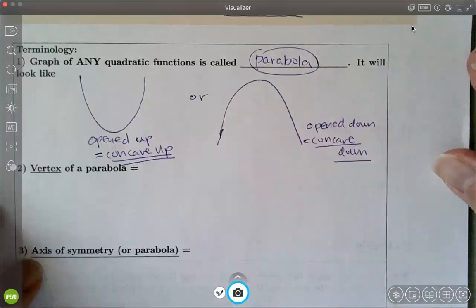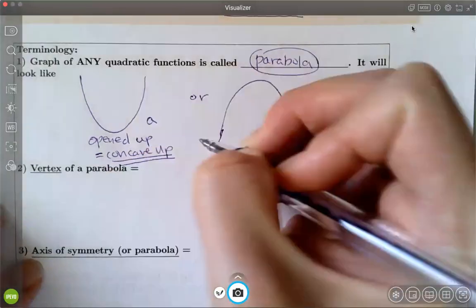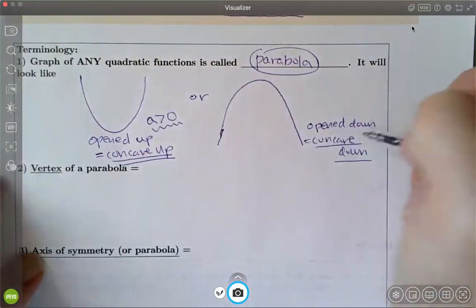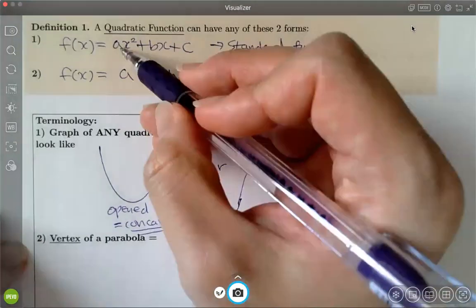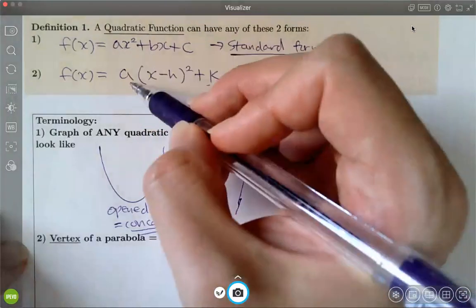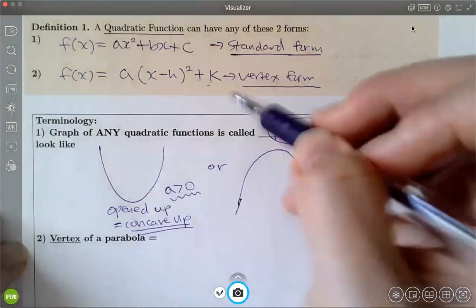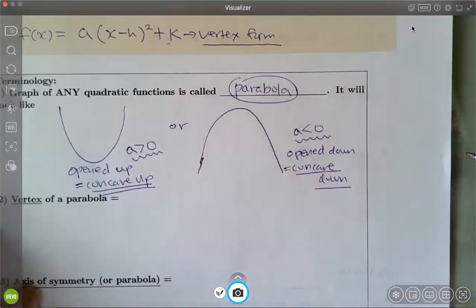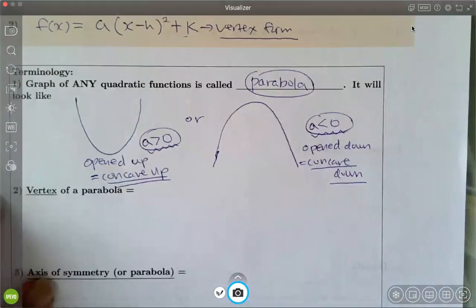And now, an opened upward parabola, the regular U-shaped, is possible when a is what? Positive. And hopefully you remember this. Now, what does a represent? a is the number in front of x squared or the number in front of the parentheses, right? Okay, so if that number is positive, we have the regular U-shaped curve. And open downward means your a is negative. Okay, so that is the way to tell what kind of parabola we will have.